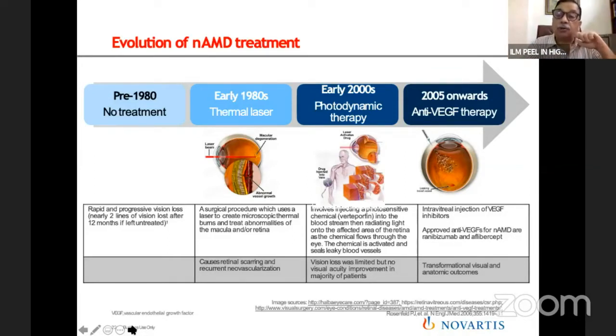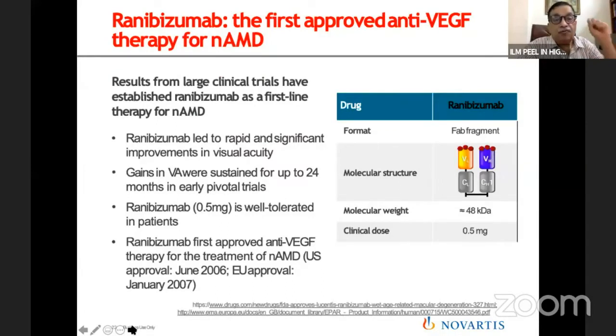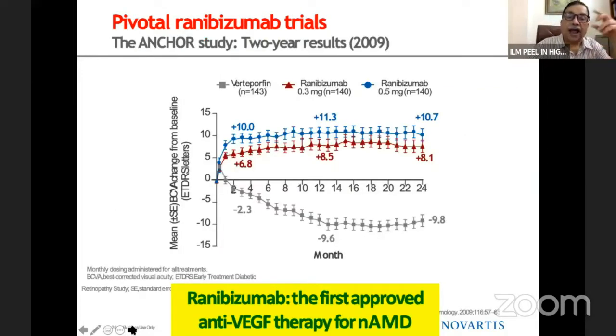But it's only from 2005 onwards that a revolution occurred in the form of anti-VEGF therapies, when now we say, hey, wait a minute, we can hold you, we can help you, we can improve you. And this is what is the current management. The first approved therapy was ranibizumab. And this came from 2 trials, the Anchor study, which was on classic CNVMs.